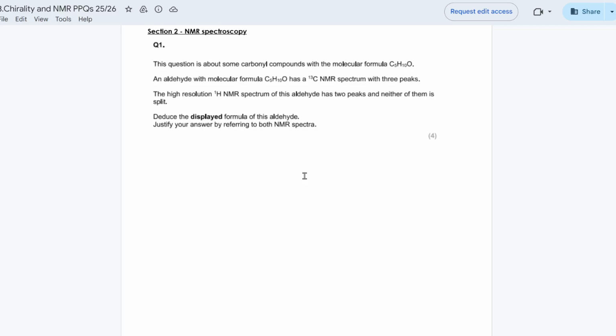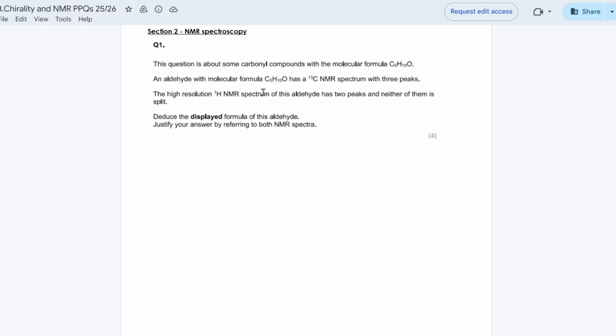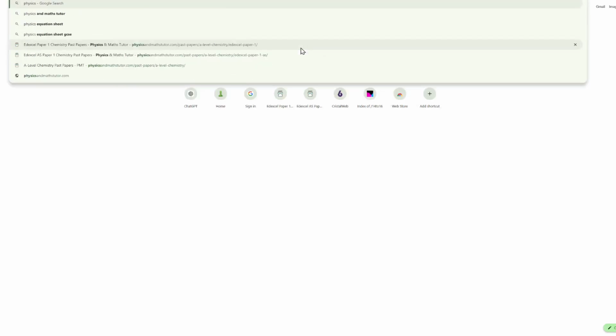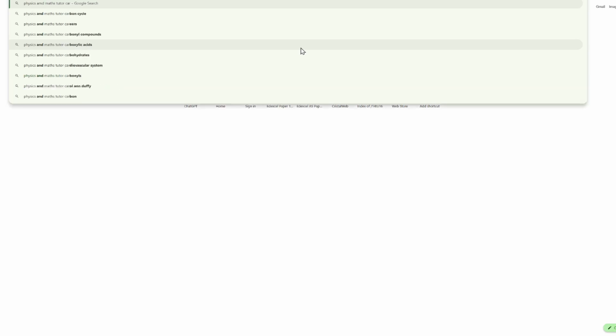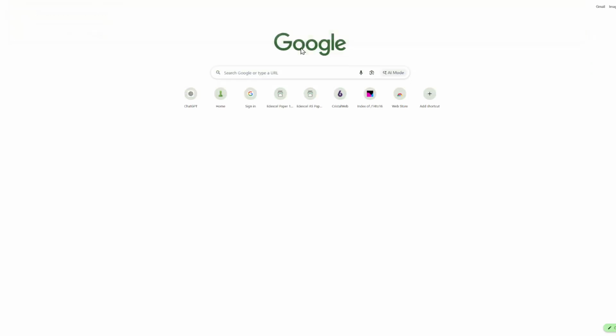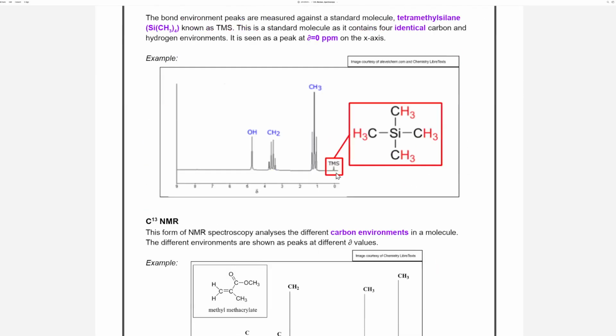See, 13 carbon in it. So where's the carbon NMR mentioned in this document? I don't know. I don't know. We could get up the Physics and Maths Tutor carbon NMR notes, because they do love their notes on Physics and Maths Tutor.